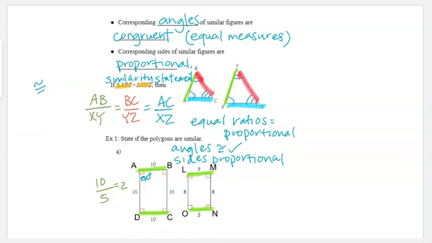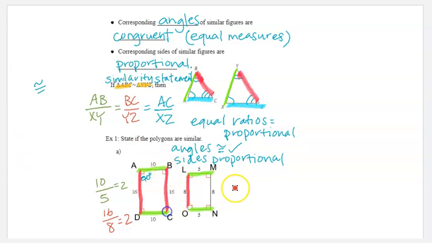Now going on and checking the final pairs of sides, I have AD, which corresponds to LO. So AD, which is 16, divided by LO, which is 8, is equal to 2 as well.